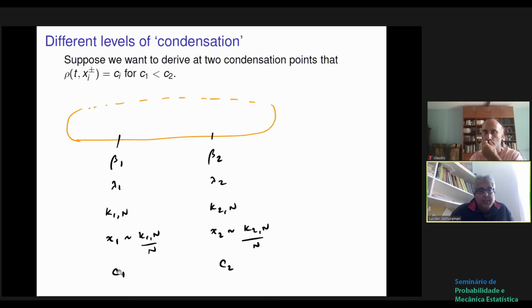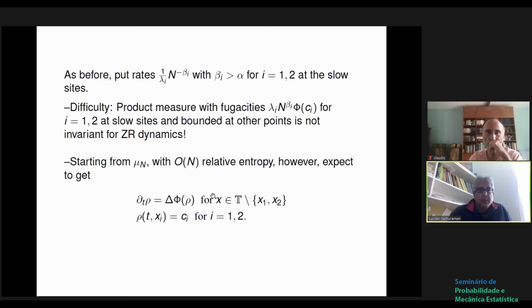So suppose that you wanted the Dirichlet condition to be C1 at one site and C2 at the other site. Suppose that we wanted this kind of Dirichlet condition. So again, let's say you have two locations, beta 1, beta 2, and so forth. We'll multiply the usual rate by something like this, and each of the betas is bigger than alpha. So it's the supercritical case, let's say two supercritical slow sites.